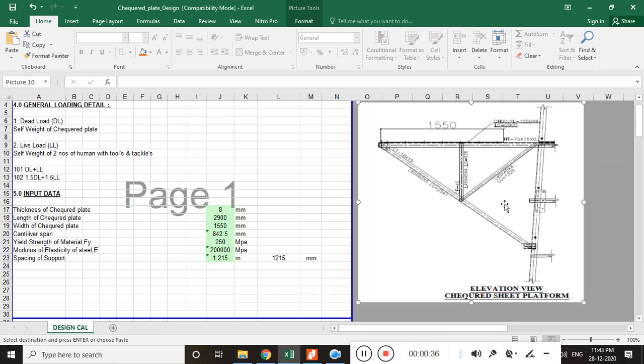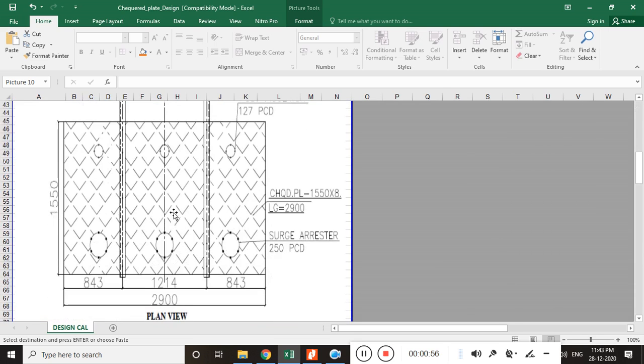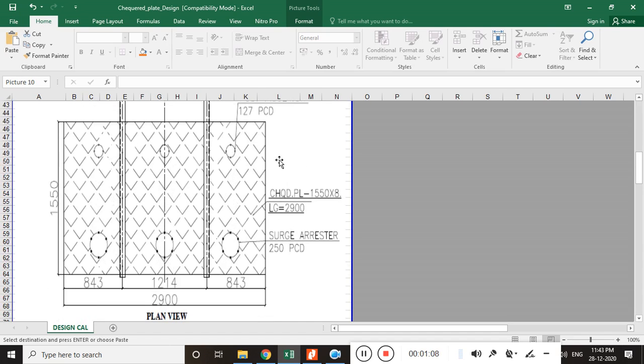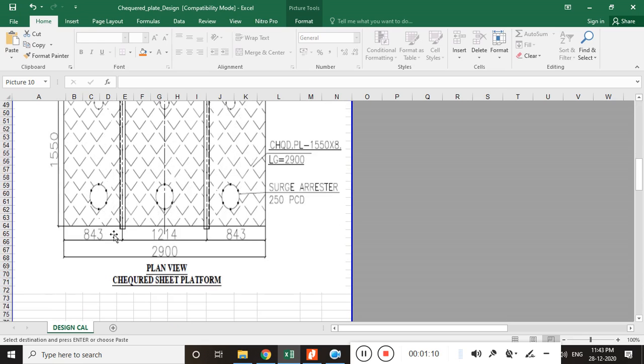Yes. So this is the elevation view of a checkered plate platform. It is a triangular base structure which is coming out from the tower, and it is supporting the checkered plate. And if we see from the plan view, it would be very clear. So this is the checkered plate which is supporting on these supports, which are coming out from the tower. So we'll perform the analysis of this checkered plate.